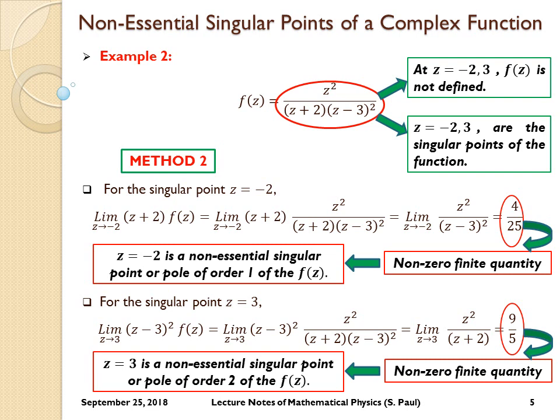So we have discussed two examples in which we have used two different methods to identify the non-essential singular points of the complex function. I will request all of you to solve some more questions on this topic so that you will obtain some more clarity regarding this.